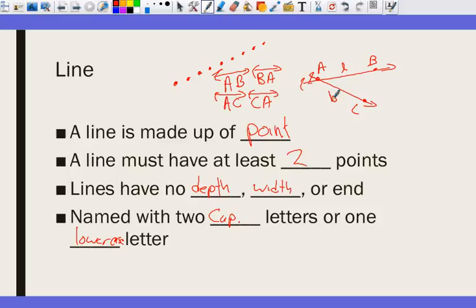All right. I just added 2 more notations to there, 2 lowercase letters. So what would be another way to label or name this line? What's this lowercase letter right here? L. So you could say line L. How about this one right here? Line B. Okay? Do we have any questions on labeling this stuff?